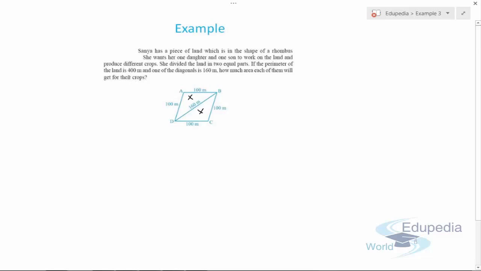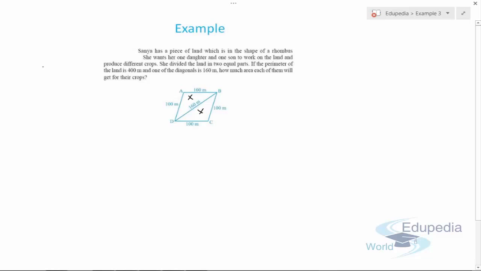If the perimeter of the land is 400 meter and one of the diagonals is 160, we need to find the area for each of them. So it's a very easy question. So we need not find an individual area for both. If we can find the area for one triangle, then we know that Sanya has divided the area of the rhombus into two equal parts. So then the other part's area we can directly know, right?